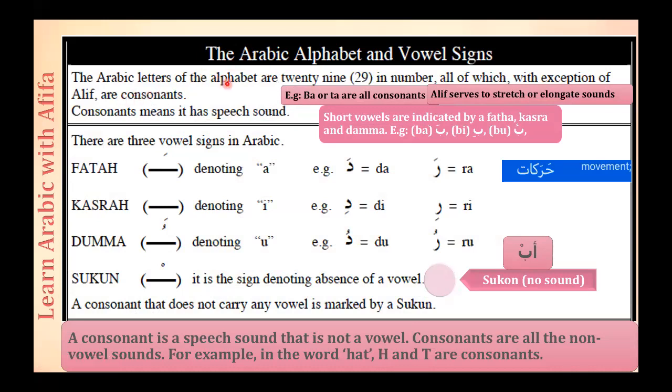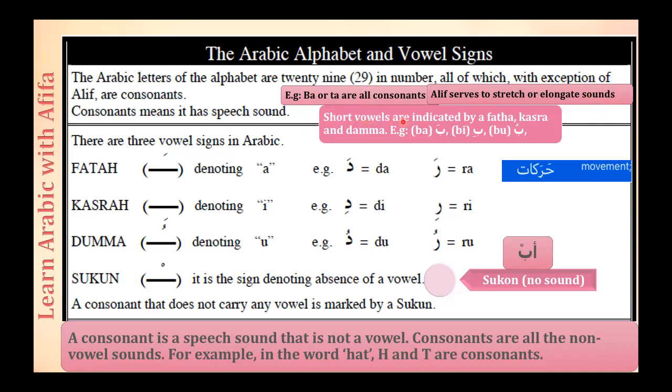The Arabic letters of the alphabet are 29 in number, all of which, with the exception of alif, are consonants. Consonant means it has a speech sound. For example, ba or ta are all consonants. Many people think that alif is a consonant, but we will learn more about this in our next lesson, that alif basically serves to stretch or elongate sounds. You are probably familiar with this in the Quran as mad.